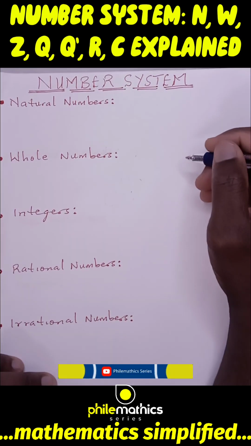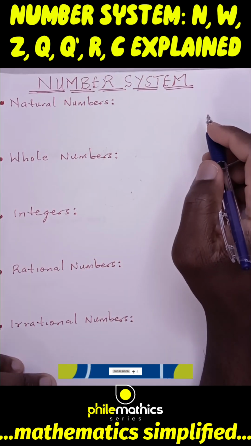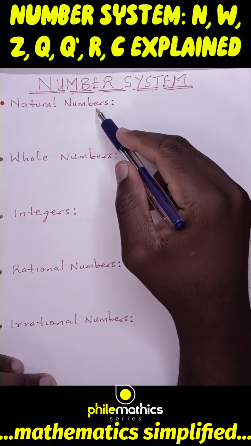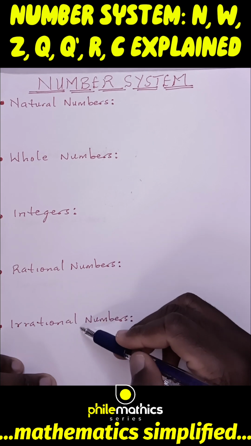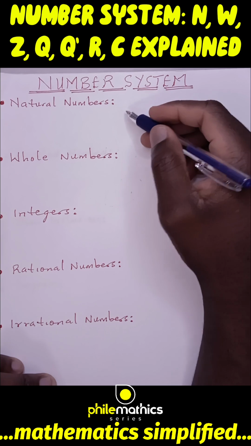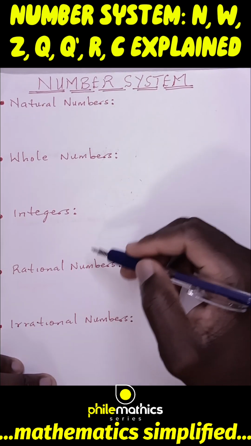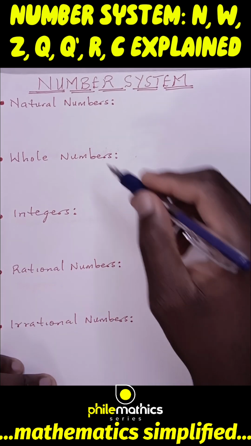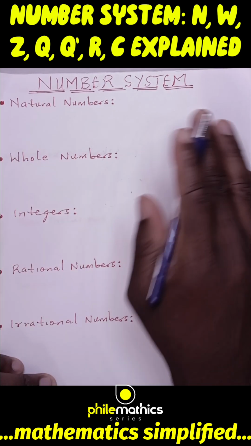Hello, in today's video, we are going to be looking at the number system, which is one of the building blocks of mathematics. And we are going to be looking at the natural numbers, the whole numbers, the integers, the rational numbers, and irrational numbers, real numbers, and complex numbers. The things we are going to be looking at are the symbols we use to represent each of them, the kind of numbers that are found in each of them, and the examples.